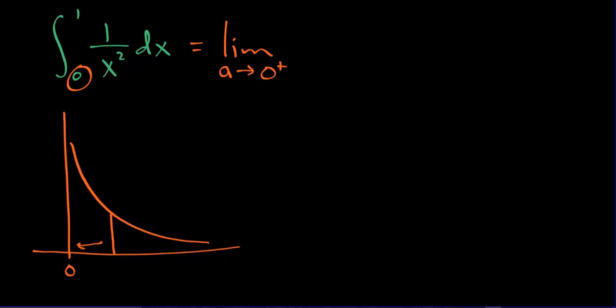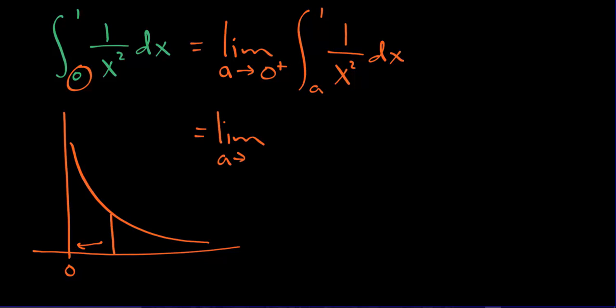Well, if you're anywhere in that interval and you want to go to 0, you're going to come from the right. There's no coming from the left. So this is going to be a one-sided limit, and it's going to go from a to 1, like that. And now we evaluate it like usual. So I would write my limit as a goes to 0, and now the antiderivative is negative 1 over x. Is that right? Negative 1 over x? And I'm going from a to 1.